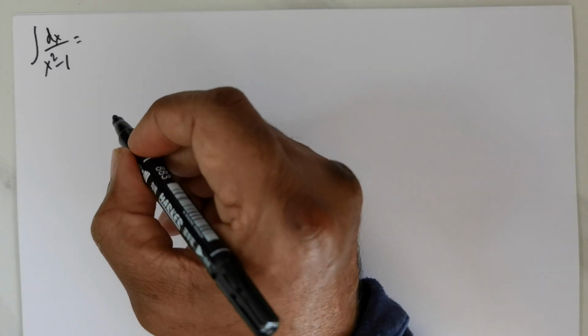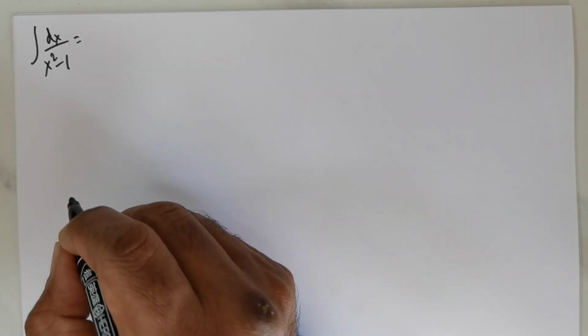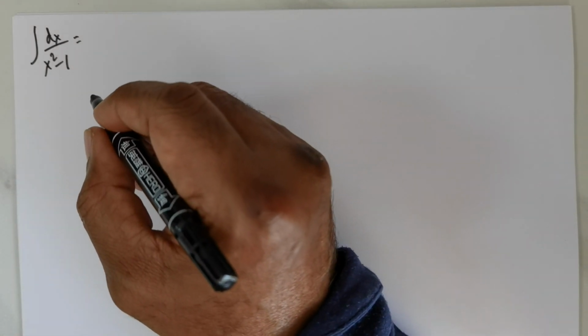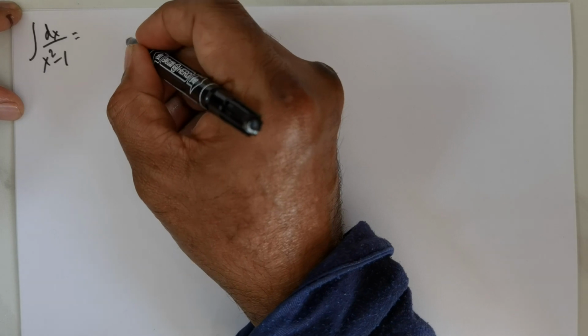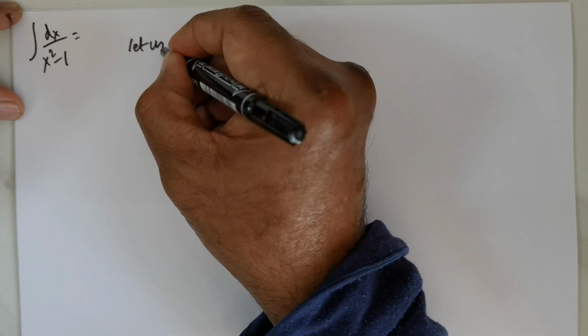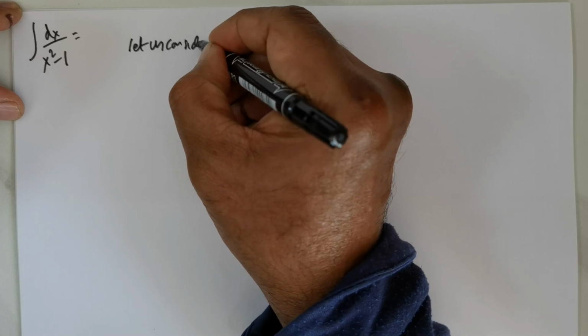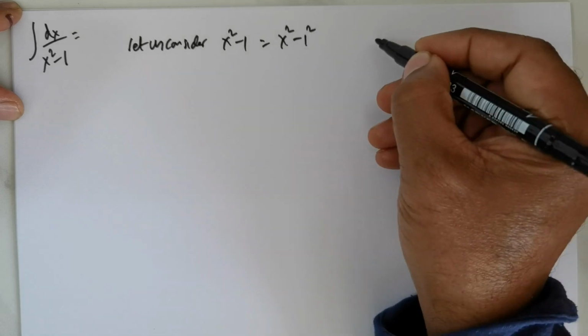You aren't allowed to use the formula unless you are finding this as part of another big question. So I will show you how exactly you can achieve the entire working for this question. So foremost, let me consider x squared minus 1. I'm going to rewrite this as x squared minus 1 squared.